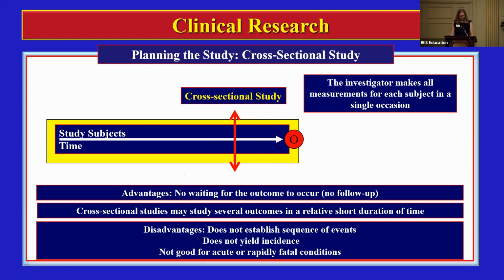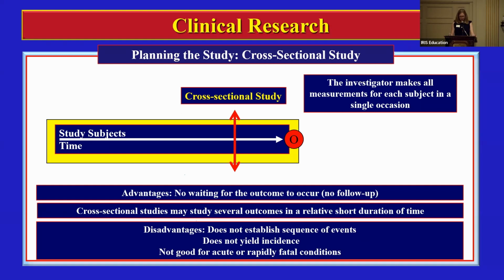However, some weaknesses of this design is that it's very difficult to establish a sequence of events. Since we only know about information at one point in time, we have therefore limited information about the natural history or prognosis of a disease since we only have that snapshot. And because of this, it's very difficult to establish a temporal or causal relationship.